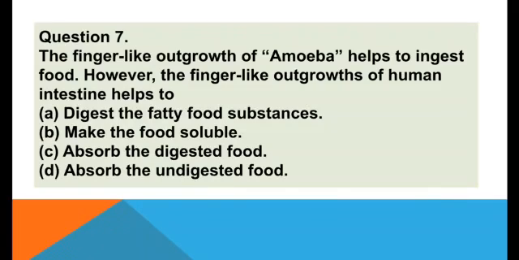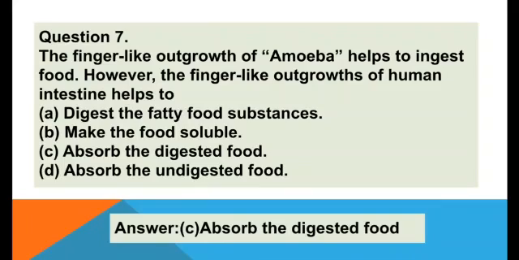And we also have a finger-like projection which is called the villi in our small intestine. So what is the function of this finger-like projection which is present in the small intestine? Digest the fatty food substance, or make the food soluble, or absorb the digested food, or absorb the undigested food. So option C, absorb the digested food, will be the correct answer, because the villi absorb the digested food. Okay.